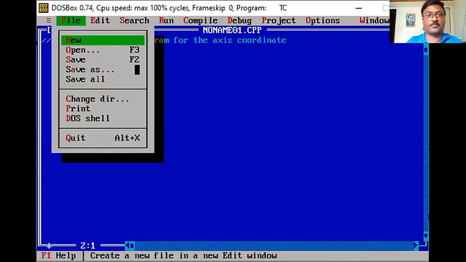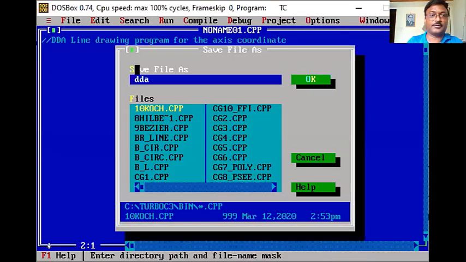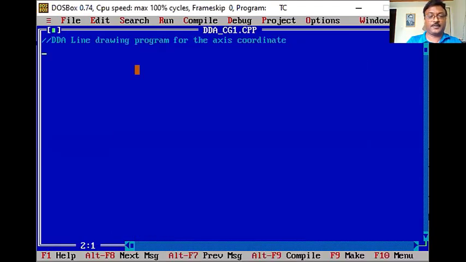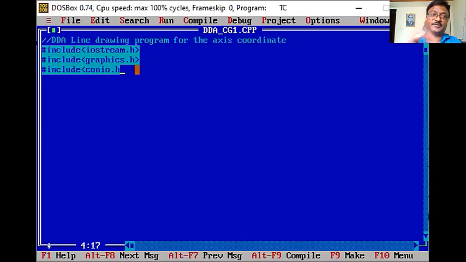Now, show this program as a DDA, CG 1.cpp suppose. So here, first of all, include which file? iostream.h. Then second you have to include is what? graphics.h. Now hash include. Third I am including is what? conio.h. You have already done this 2-3 times, and I am repeating it again.